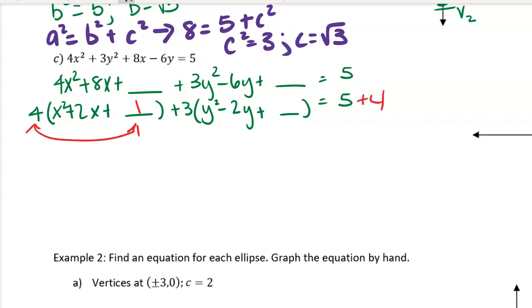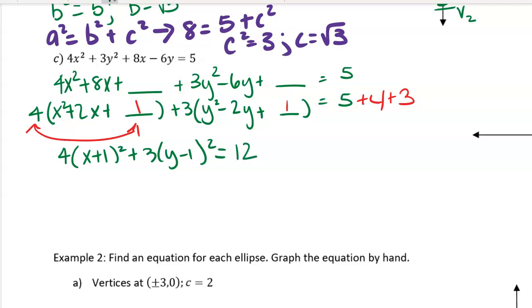All right, Devin, blank number 2. What are we adding? 1, but technically on the right side, we really add what? Perfect. All right, beautiful. So this is now 4 times the quantity x plus 1 squared plus 3 times the quantity y minus 1 squared. On the right side, it's going to be what, Matt? 12. We can't have it equal to 12. We have to make it equal to what? 1. So, Sean, how do we make this whole thing equal to 1? Yep, everyone, divide by 12.